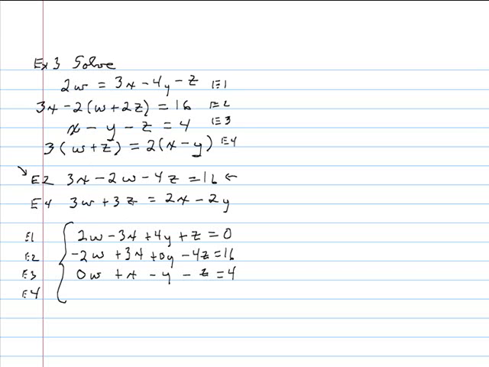On the left, I get 3w plus 3z. On the right, I get 2x minus 2y. I now need to get my w, my x, my y, and my z all on the same side. So the x is going to have to come over here. The y is going to have to come over here. When the 2x comes over here, it'll be negative 2x.